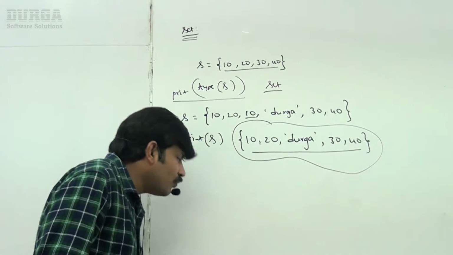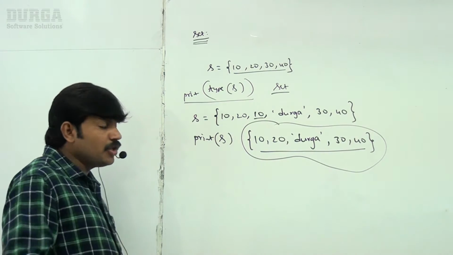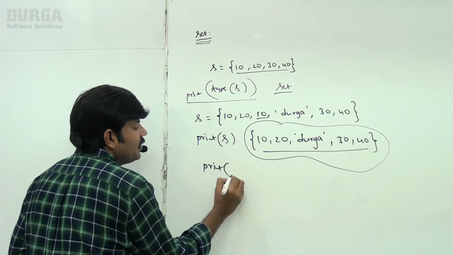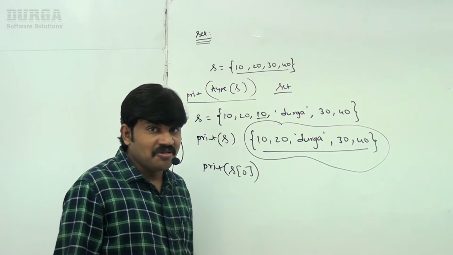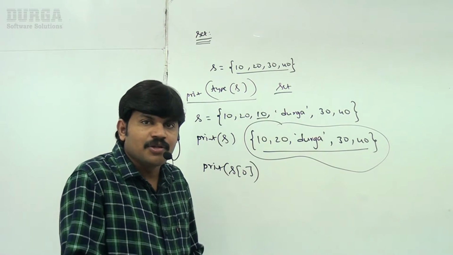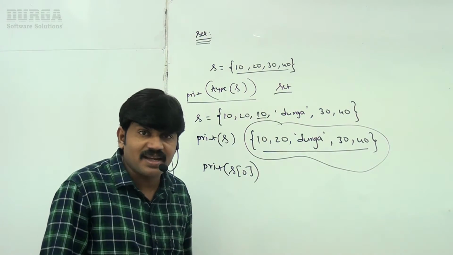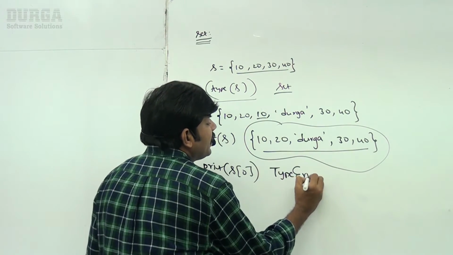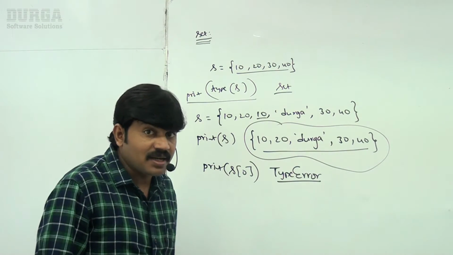Next, one more important point. Now I already have a set. Can you please tell what is the first element? Print S of 0. Python virtual machine will give an error. In a set there is no order. If there is no order, where is the question of a first element, second element? So immediately we are going to get a type error. The index concept is not applicable for a set, because order is not there.